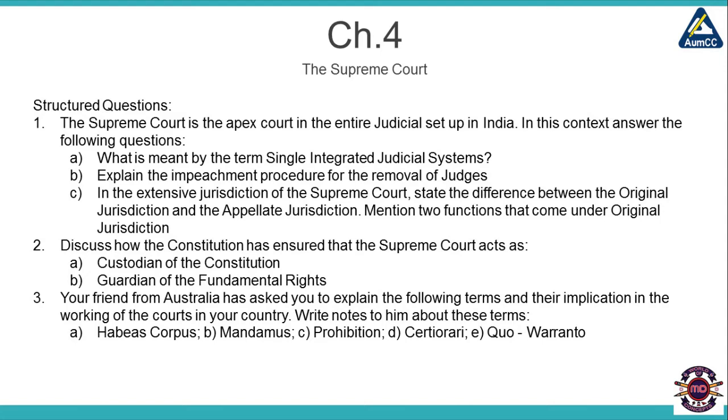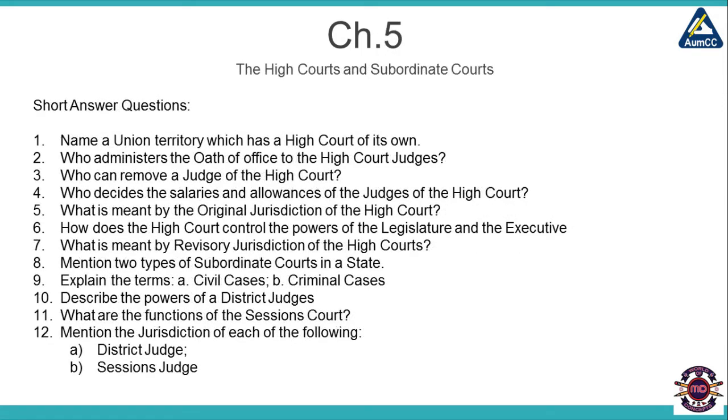A short question can be asked on this. Your friend from Australia has asked you to explain the following terms and their implications in the working of the courts in your country. Write notes to him about these following terms: habeas corpus, mandamus, prohibition, certiorari, and quo warranto. When it comes to chapter 5, the short answer questions are as follows.